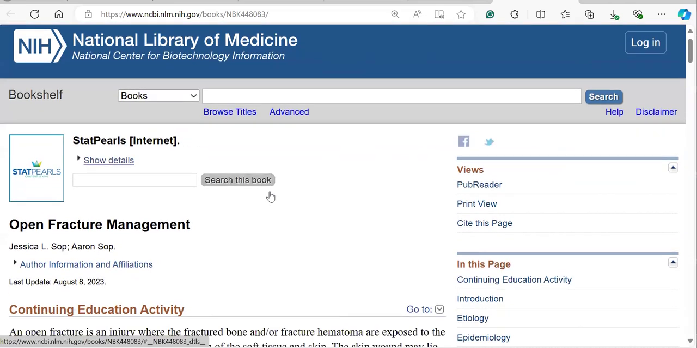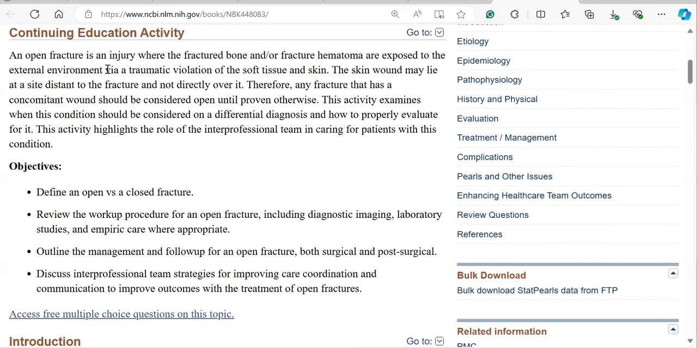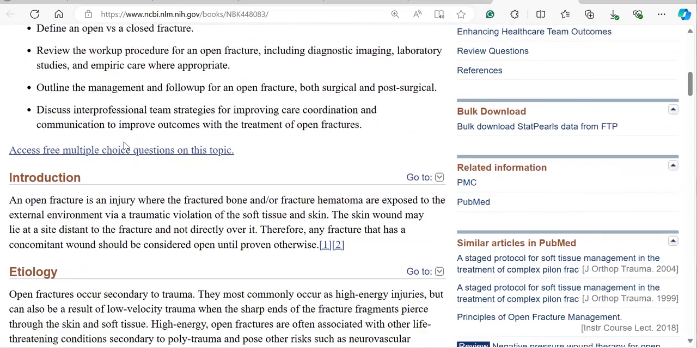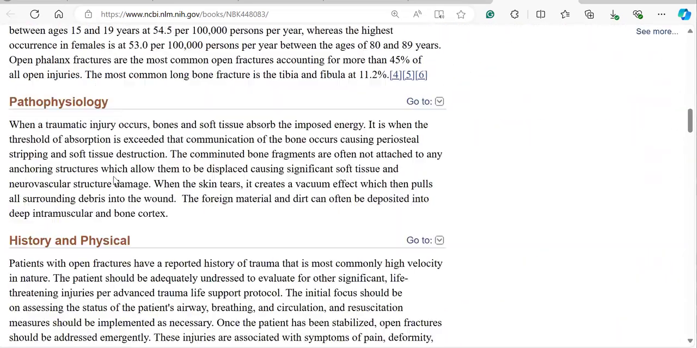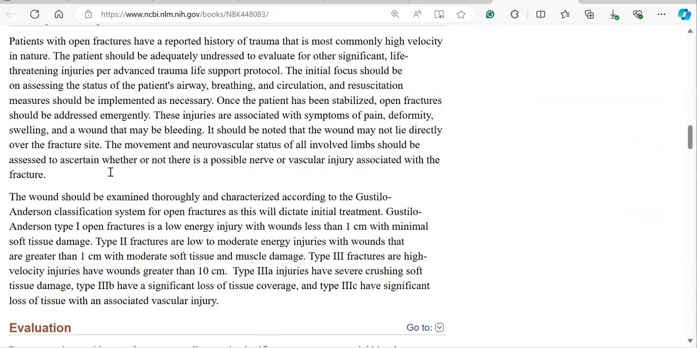So let's talk about open fracture management. Open fracture means that there is an injury where the bone or the fracture hematoma are exposed to the external environment. That means if you can see a puncture wound, and sometimes even the broken bone is visible, that's an open fracture. Once you get an open fracture in the exam, you need to know how to do the step-by-step management.